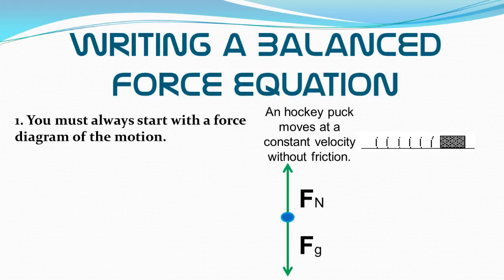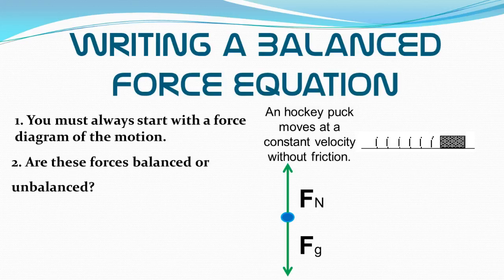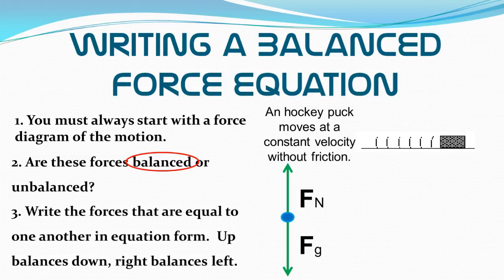The puck has gravity, the surface or the ice is pushing up, but nothing's pushing it. It says constant velocity, so horizontally I know it has to be balanced. 0 equals 0, so horizontally we're balanced. Vertically, since the puck isn't accelerating up or accelerating down, we have to assume it's balanced in all directions. Fn equals Fg. Even though my horizontal forces are balanced, they are non-existent.